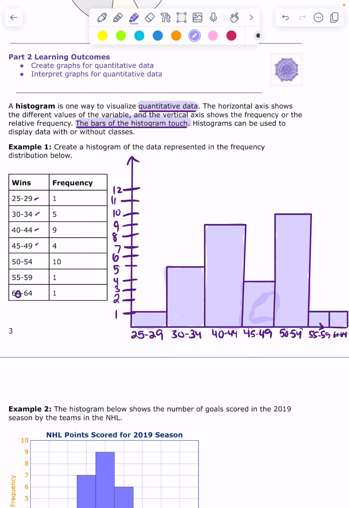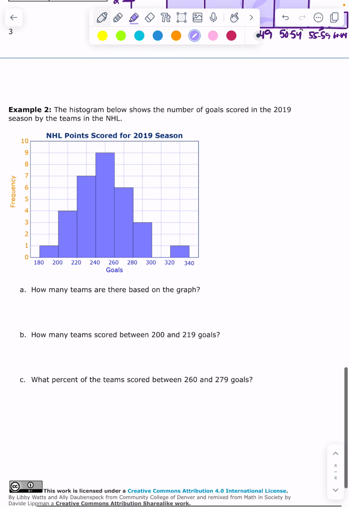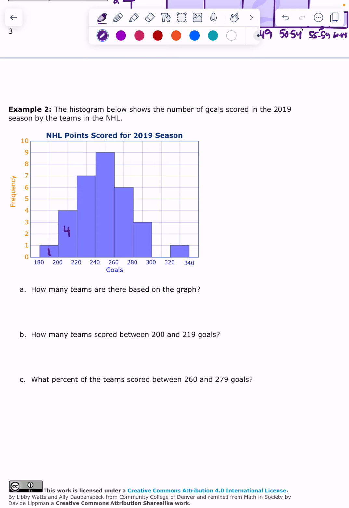All right. And then example 2, we're given a histogram and we're just going to answer some questions about it. So how many teams are there based on the graph? For that question, I like to go ahead and label the frequency on each rectangle or each bar. So for instance, the highest one is 9. And then here we have 6, 3, and 1. And that's also convenient if you're asked questions about, for example, the second one, how many teams score between 200 and 219. Now I can just look at that bar and I see that there's 4 teams.